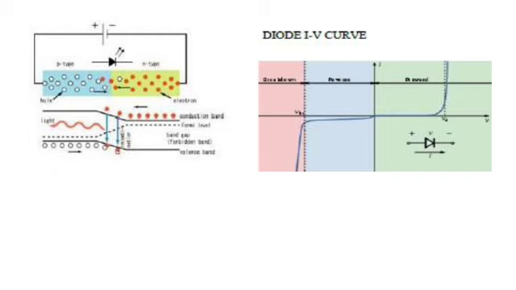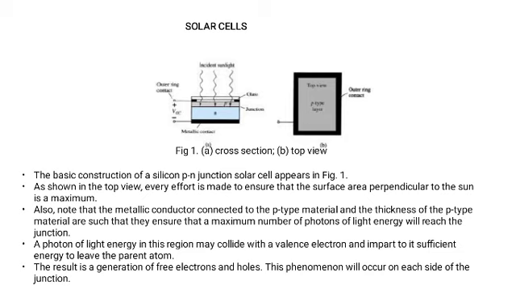You can see the IV characteristic, which is similar to that of a Zener diode. When there is a change in the voltage and it increases to a particular value, it goes to the reverse bias region. Now, solar cells.